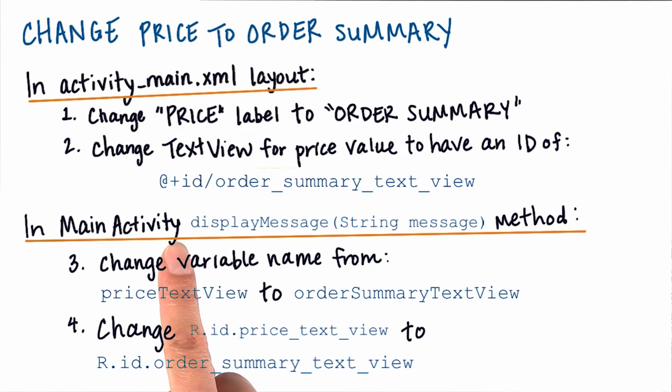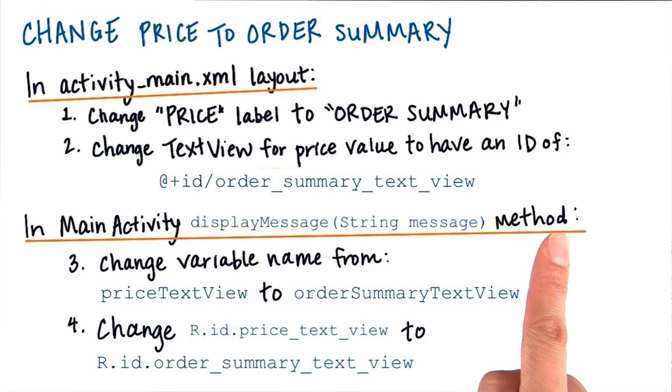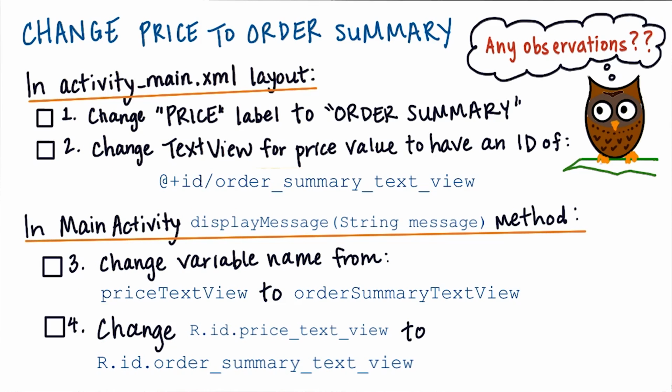Then in the main activity file, in the display message method, go ahead and change the variable name from price text view to order summary text view. And lastly, go ahead and change the reference to r.id.price_text_view to r.id.order_summary_text_view with the underscores here. When you're done, check these boxes.